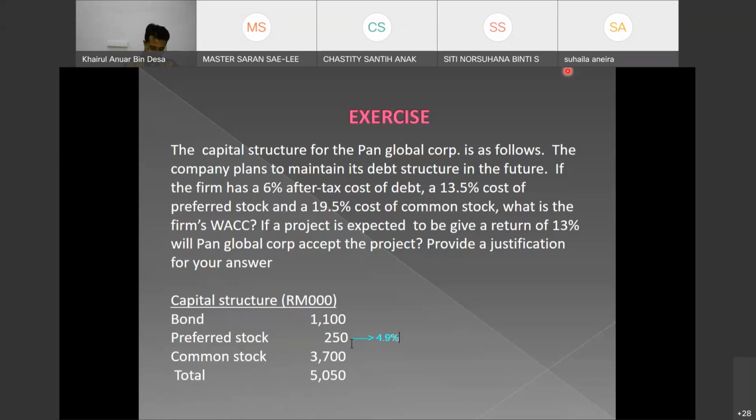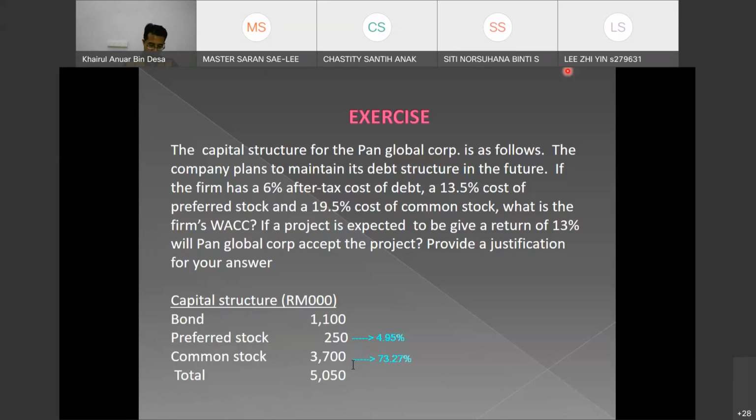So I want to call Xinyin, Li Xinyin. Yes, sir. What is the percentage of common share? My answer is 73.27%. 73.27%. So, thank you very much.